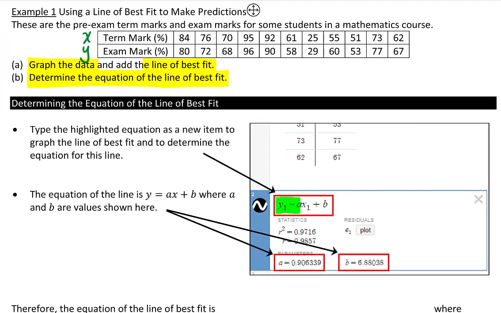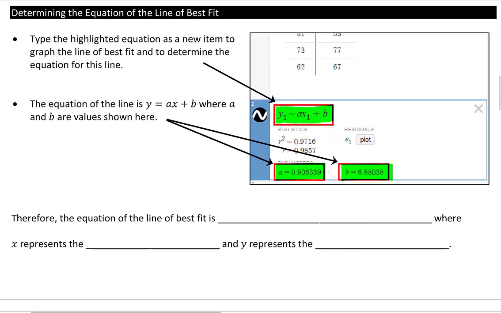So we used Desmos to determine our line of best fit, and when we did so, it gave us our parameters for A, 0.906339, and our value for B, 6.88038. So the equation for our line of best fit is y equals 0.906339x plus our B value, which is 6.88038. There's our equation of the line of best fit.